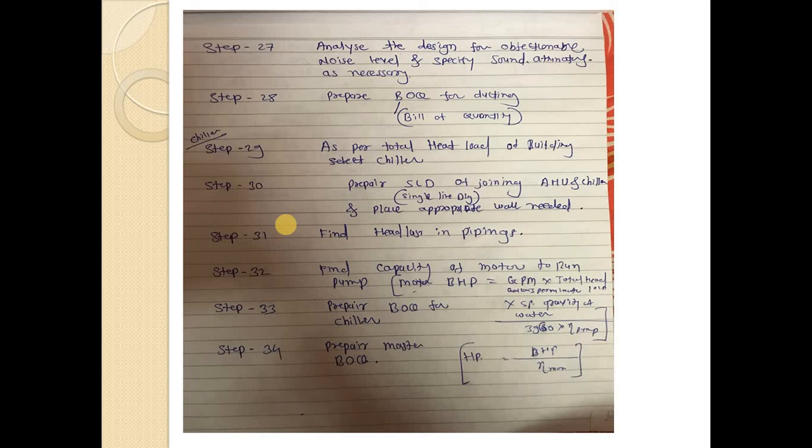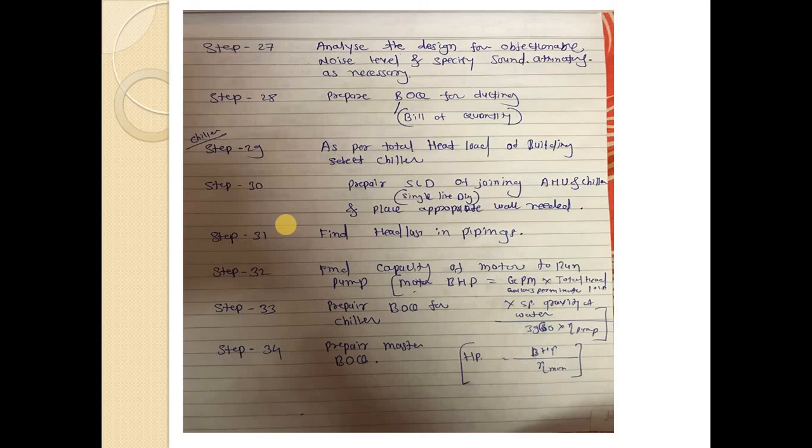And the 30th step is to prepare a single line diagram of joining the air handling unit and chiller and place appropriate valves as needed. So we must draw the diagram, that is, the single line diagram of joining the air handling unit and chiller. The 31st step is to find heat loss in the piping. We must consider the major as well as minor losses related to the pipe fittings. As already known, major losses occur because of friction and minor losses occur because of sudden change in the cross section as well as bends, etc.